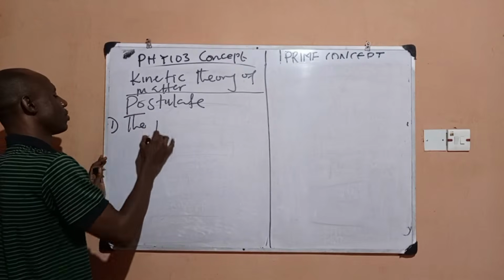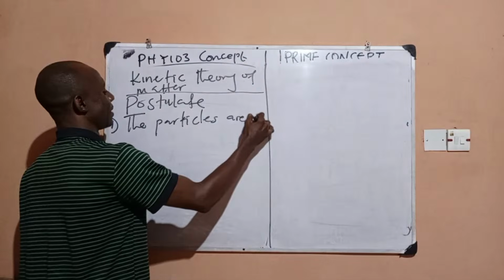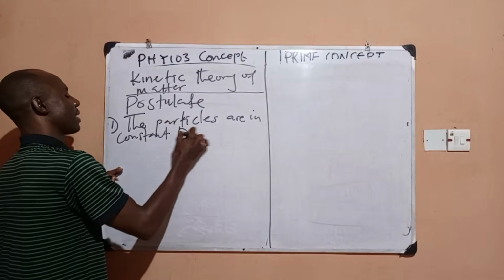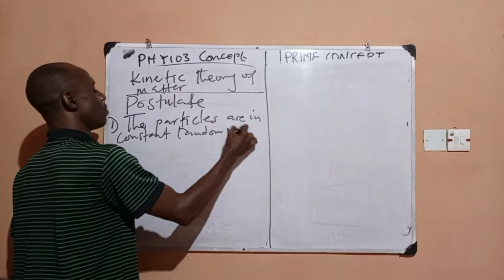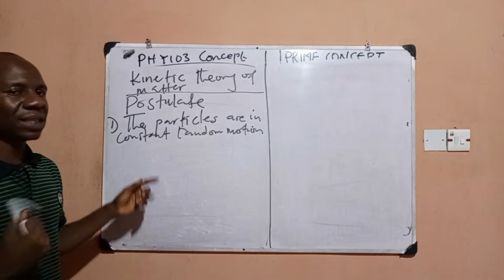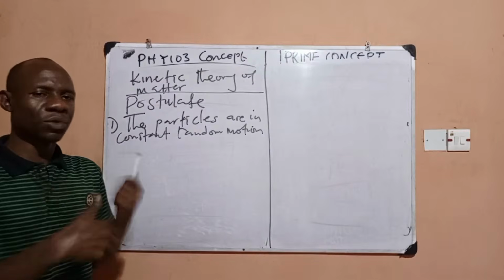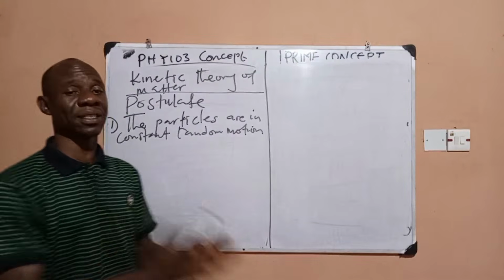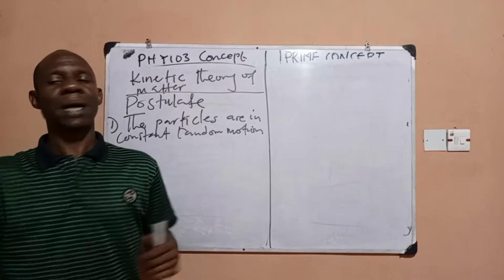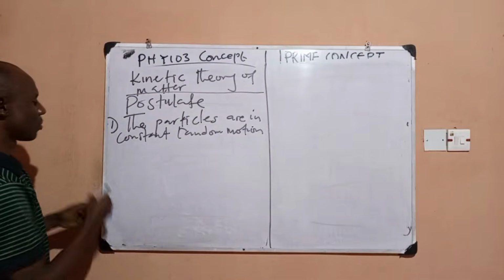The particles are in constant random motion. Particles of the gas are in what? Constant random motion. So it means that the particles are always moving. They're always moving, and they don't move in a particular direction. They move randomly. This one can go here, come back, go here. So random, haphazard motion. So that is one of the assumptions.